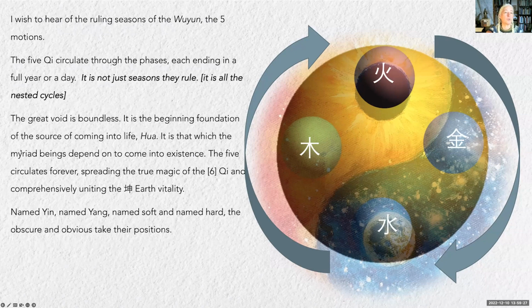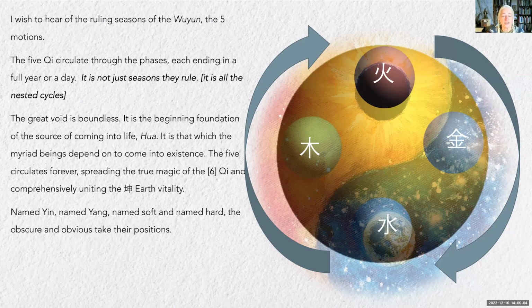I wish to hear of the ruling seasons of the Wu Yun and the five motions. And then Shibo goes on and says, the five chi circulate through the phases, each ending in a full year or a day. I put this in bold because I think this is super important. This idea of the year is a cycle that has all these little segments throughout the year, but another way to think about it is like a full year or a day.